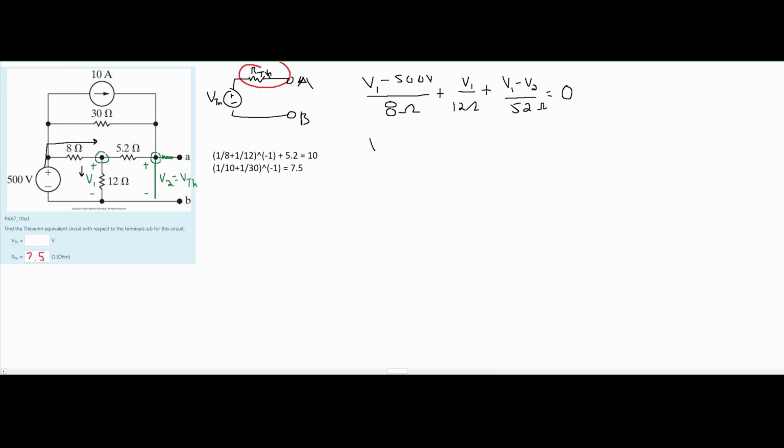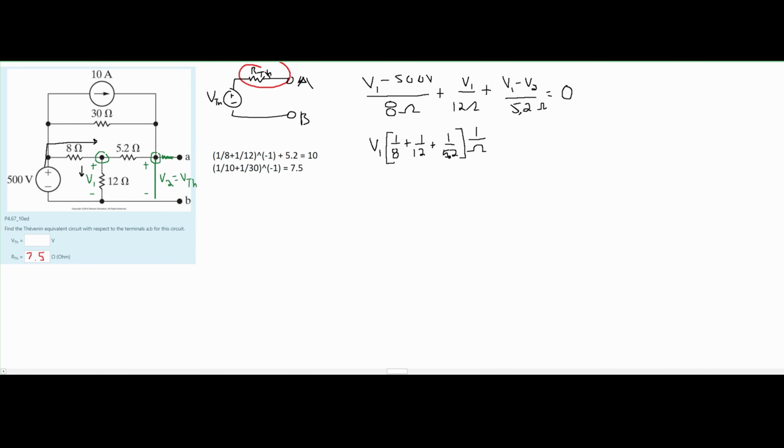I'm going to combine all of the V1s, so I'll have V1 on the outside, and then inside we'll have 1 over 8, plus 1 over 12, and the next one is plus 1 over 5.2. I should make that decimal a little bit more clear. This is all in a parenthesis, and we can set 1 over ohms on the outside. That's the units for it.